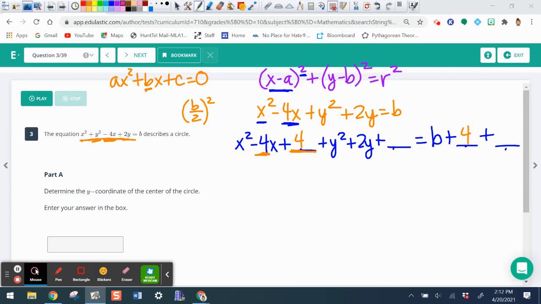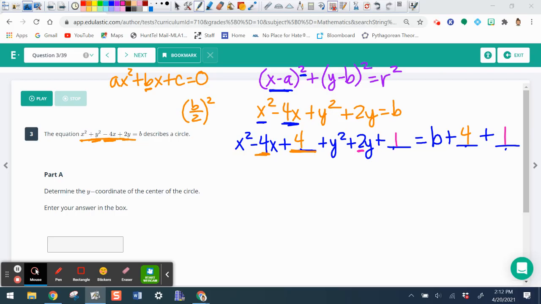Then we're going to do the same thing with this perfect square trinomial with our y value. So we're going to repeat the process. So we're going to use this 2 as our b. So 2 divided by 2 is 1, and 1 squared is 1. And again, we need to add it to both sides.